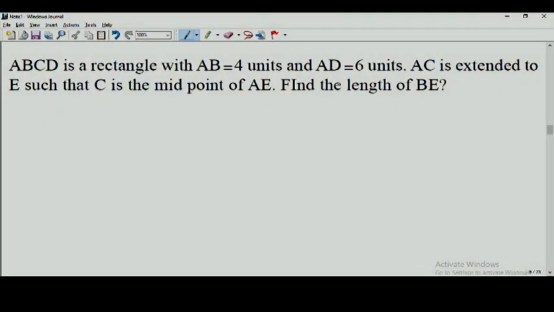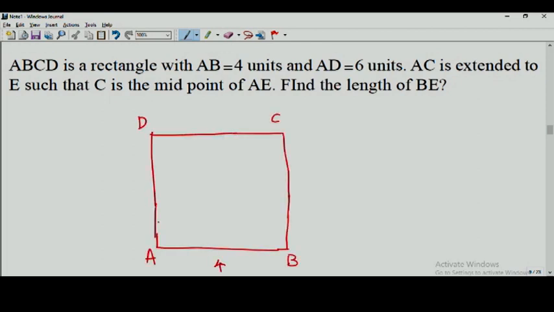First one, ABCD is a rectangle with AB equal to 4 units and AD equal to 6 units. AC is extended to point E such that C is the midpoint of AE. Find the length of BE.